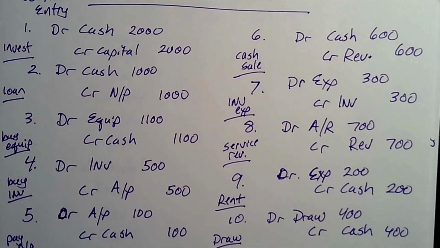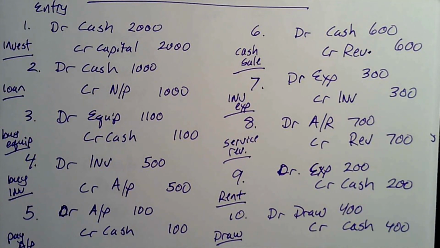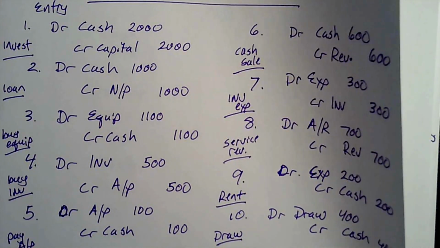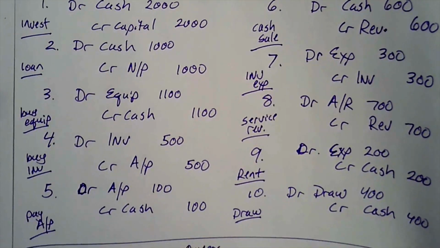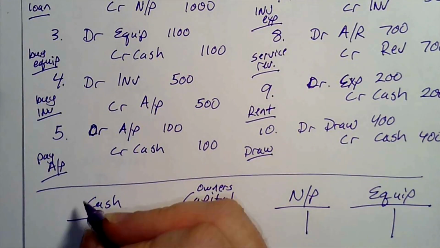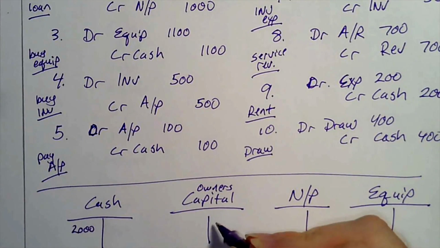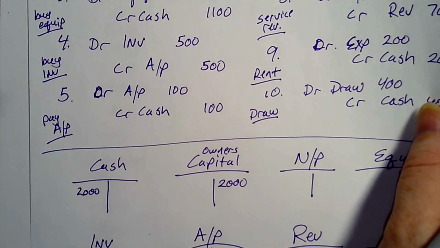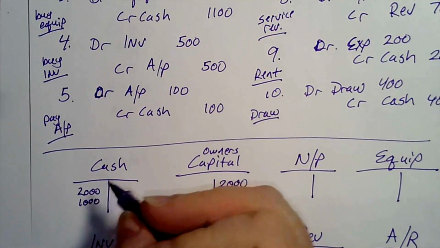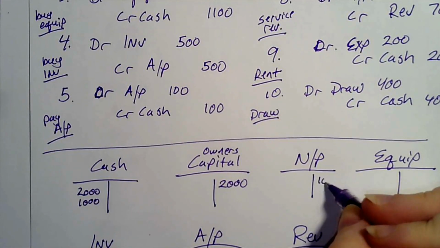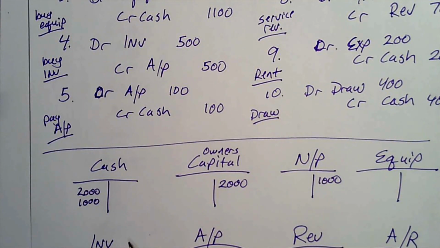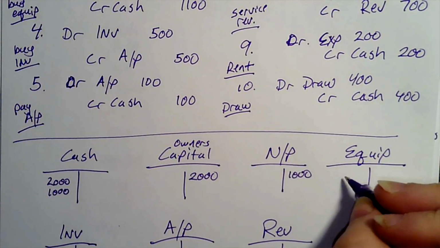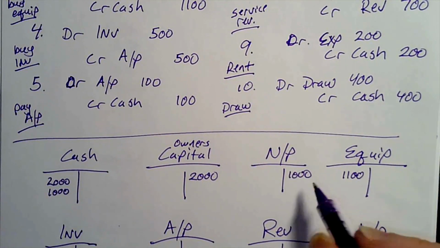What were all the cash transactions? What were all the inventory transactions? What were all the revenue transactions? Some of them will just have one because we only have 10 things. So here we've got a debit to cash and a credit to capital. So cash, capital. Number 2, the loan was a debit to cash and a credit to a note payable. The third one was buying equipment. So equipment went up and cash went down.